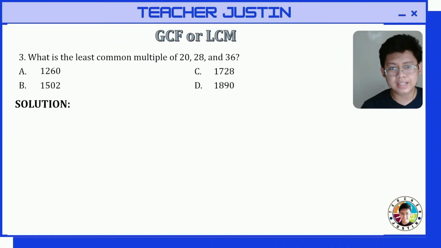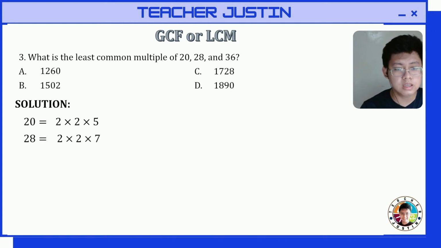Okay, let's have this item. What is the least common multiple of 20, 28, and 36? So, para masagutan natin tong item na to, in getting the least common multiple, we must find the factors of 20, 28, and 36. So, start tayo kay 20. Yung prime factors ni 20 will be 2 times 2 times 5. Si 28 naman, ang prime factors niya will be 2 times 2 times 7. And last one, si 36, ang prime factors niya is 2 times 2 times 3 times 3.